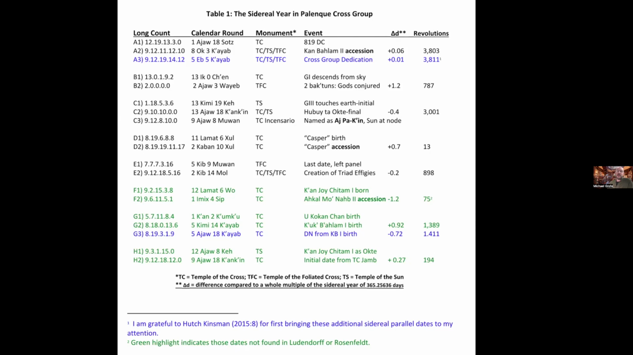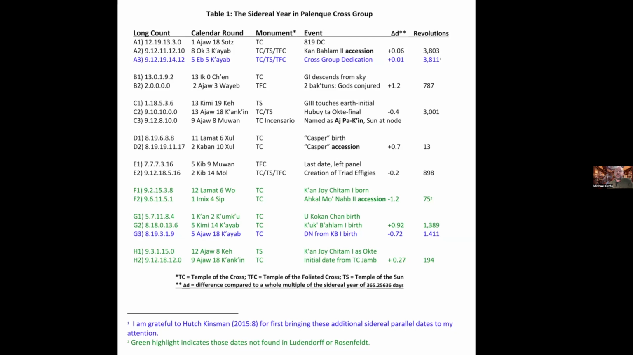I began looking at the Palenque inscriptions and many other Maya inscriptions, looking for what I called sidereal parallel dates, or dates which connect two particular positions of the sun and replace the sun exactly in the same position against the fixed stars. So essentially giving us some clue that the Maya astronomers may have understood the sidereal year. I kept on finding these over and over again, especially in Palenque.